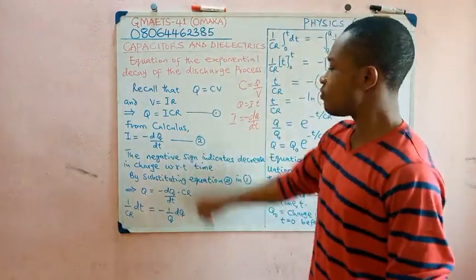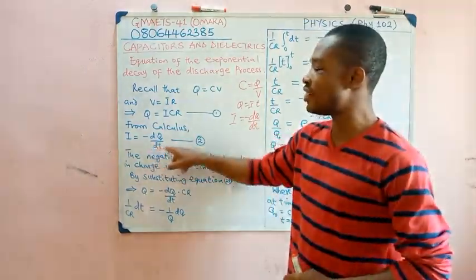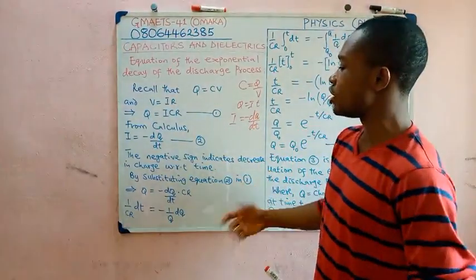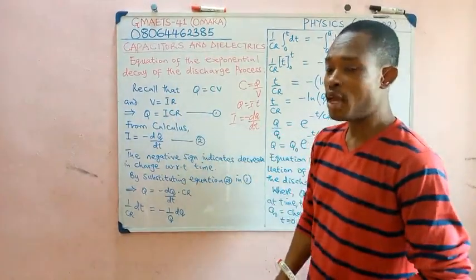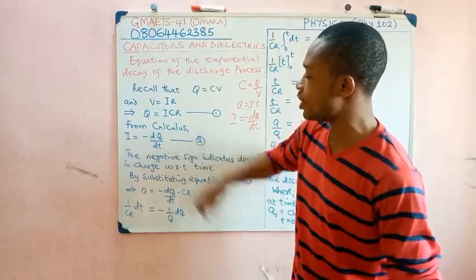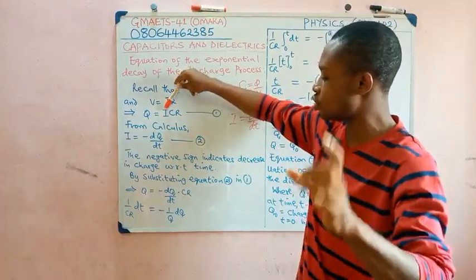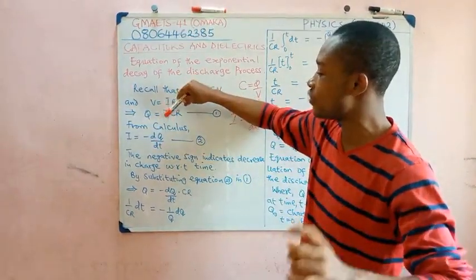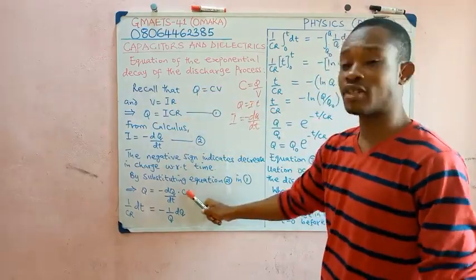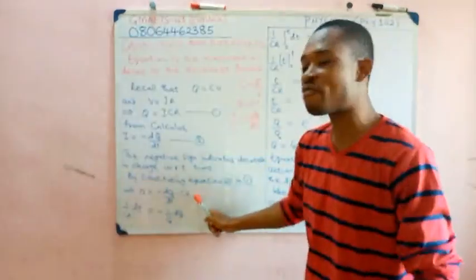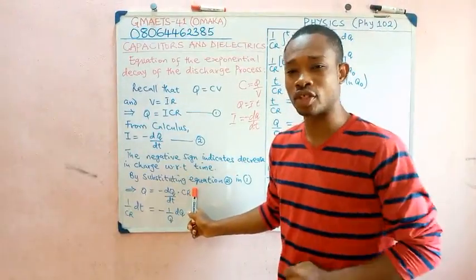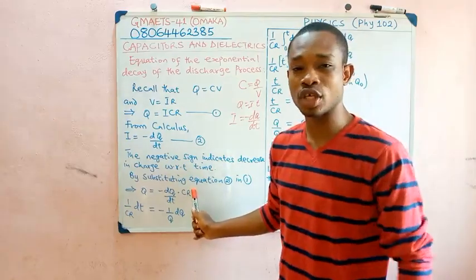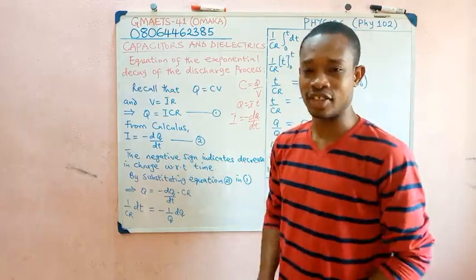Now let's move on. If we know that current is equal to negative dq over dt for the discharge process, then all we now need to do is to substitute for current in equation 1. So we're going to put negative dq over dt for I here, and if you do that, we'll get this equation. It's going to be q equal to negative dq over dt times CR. You can see that. This equation is a first order differential equation. In fact, this equation is a separable variable differential equation which can be separated and integrated.